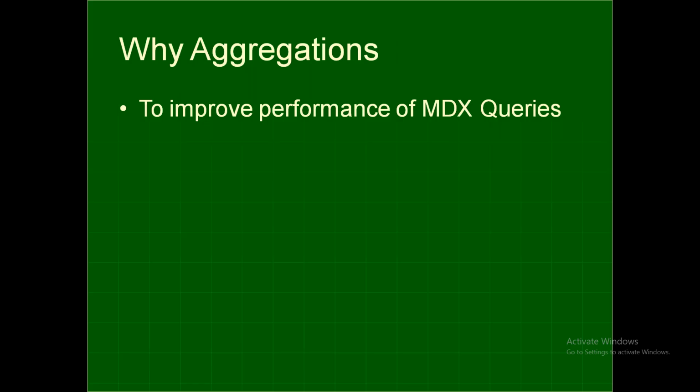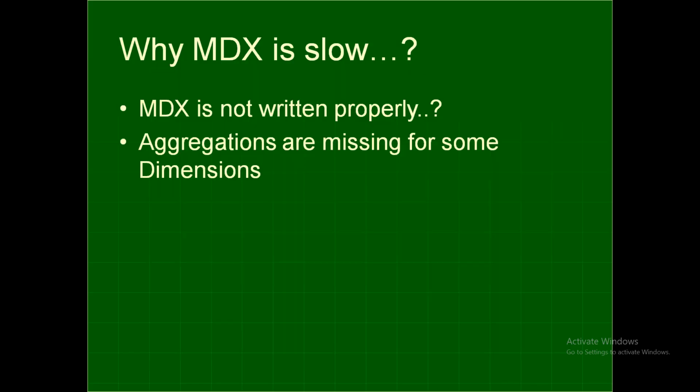For example, you're writing a query and the MDX is not written properly, or aggregations are missing for some dimensions. So these are the two reasons why an MDX query is very, very slow. Let me tell you what it means that MDX is not written properly. That is a developer's issue. So it did not use the proper syntax.